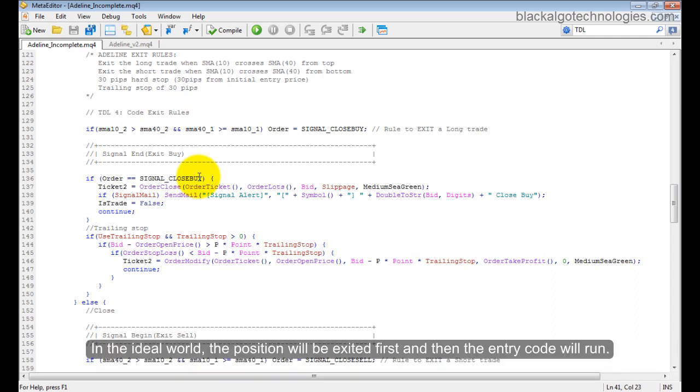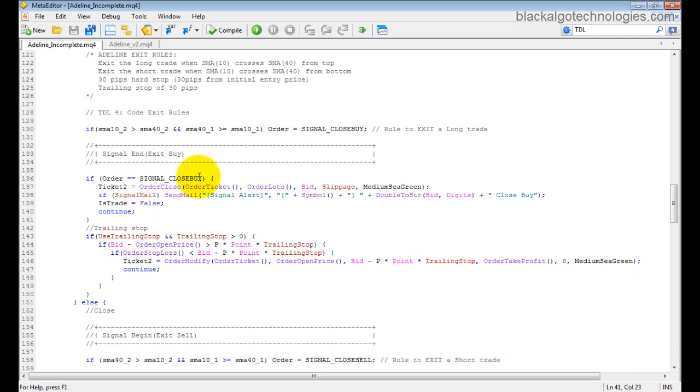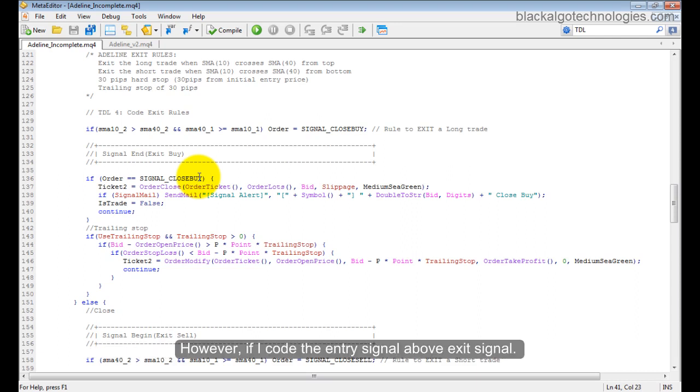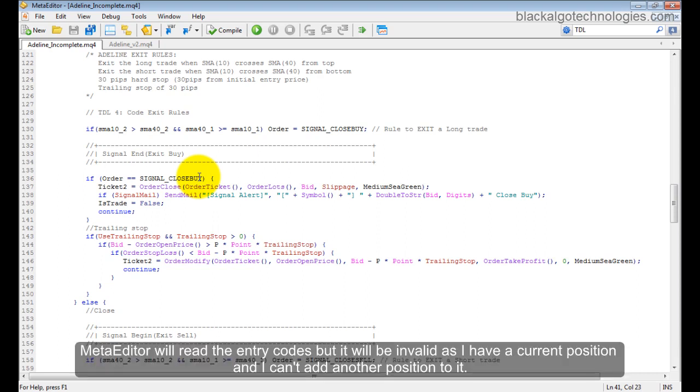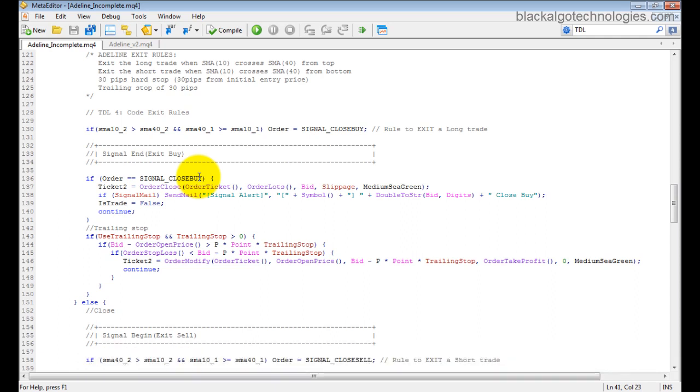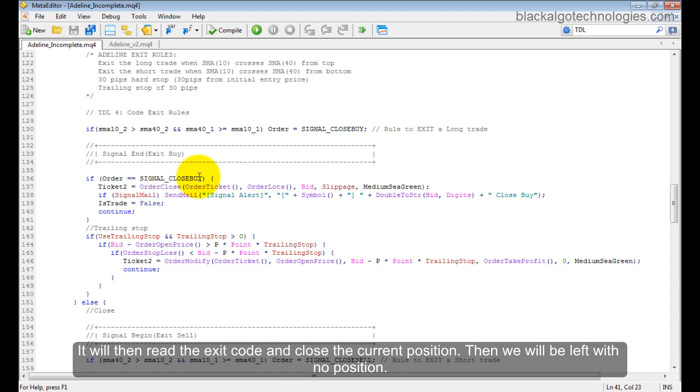In the ideal world, the position will be exited first, then the entry signal will be run. Imagine if I code the entry signal above the exit signal. What will happen is that MetaEditor will read the entry signal, but it will be invalid because I already have a position, so I cannot add another position to it. And then it will read the exit signal and close the current position, so you will be left with no position. Hence we have the exit rules above the entry rules to make sure that all the signals that are valid is executed.